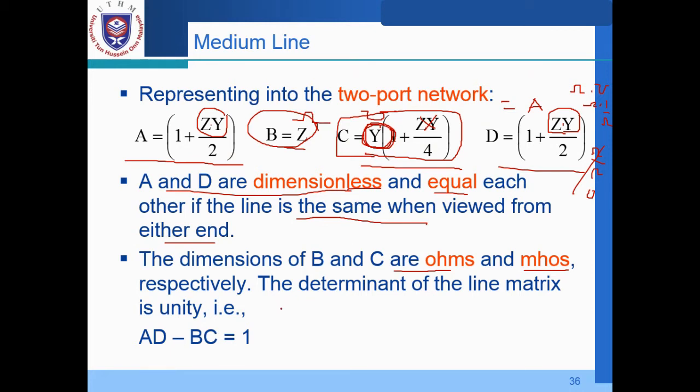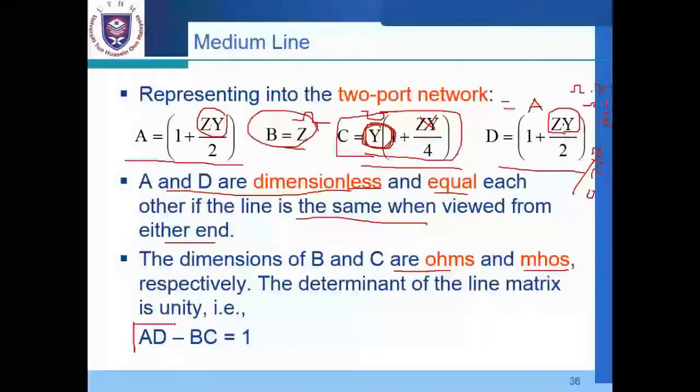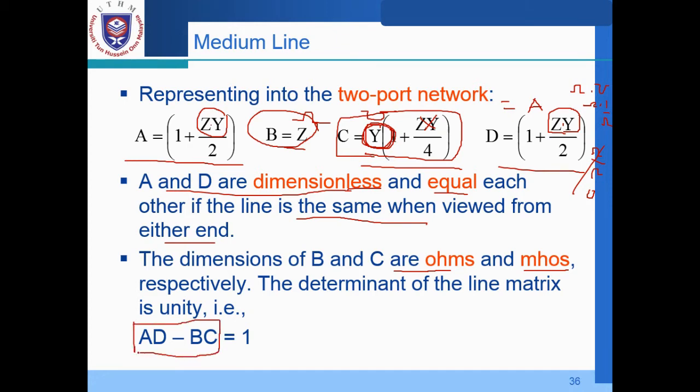So the determinant of the line matrix is unity. Okay, this is the determinant AD minus BC. Again, the determinant of the line matrix is equal to 1, or unity.